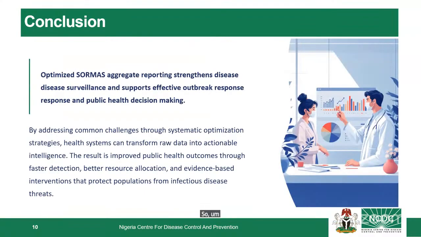In conclusion, aggregate reporting is pretty much straightforward. Optimized SORMAS aggregate reporting strengthens disease surveillance and supports effective outbreak response for public health decision making. This optimized version of SORMAS will help transform the data collected at the health facility into public health action. Overall, it will improve our surveillance system, ensure we respond faster to disease outbreaks, allocate our resources better, and have evidence-based interventions to protect the population from infectious disease threats.